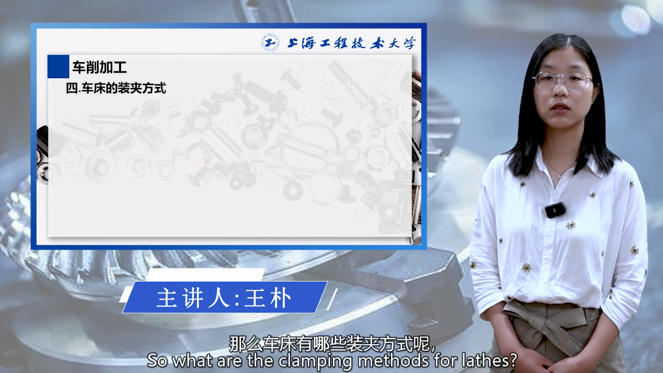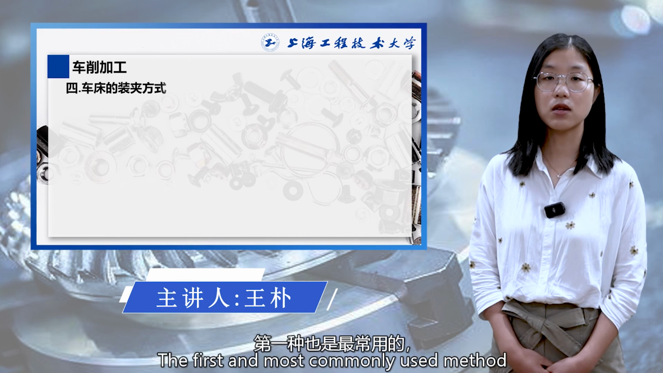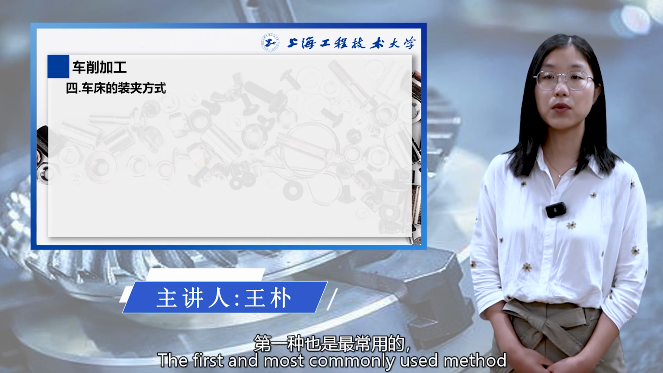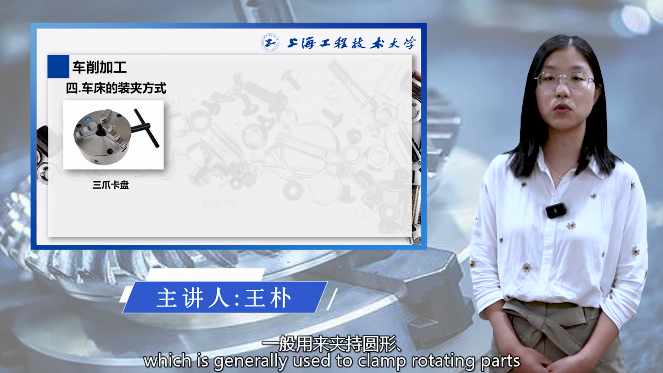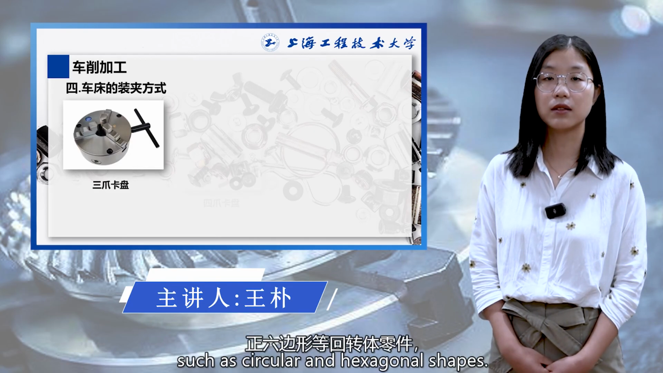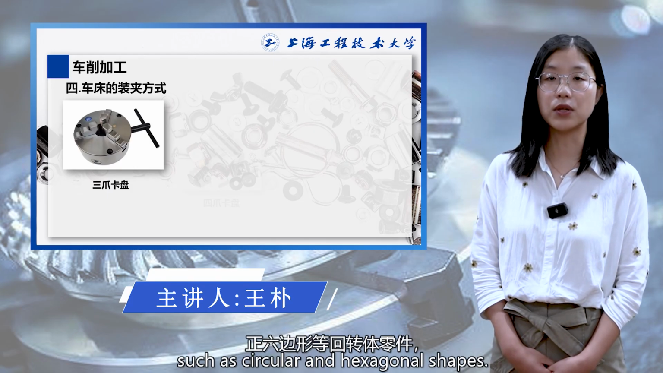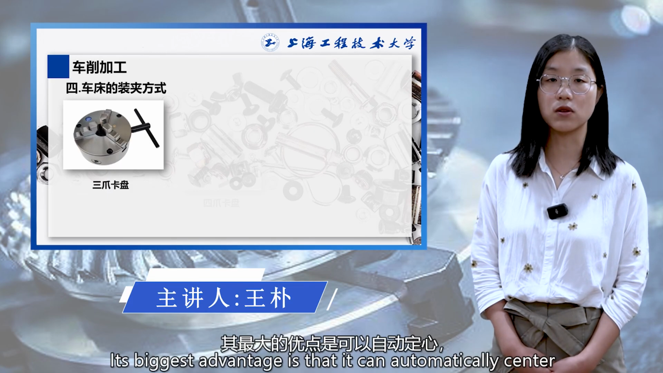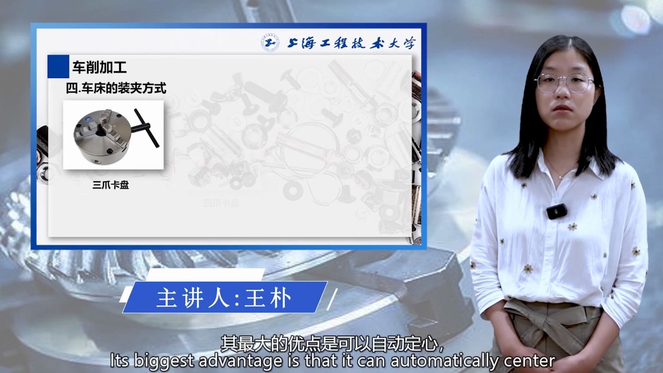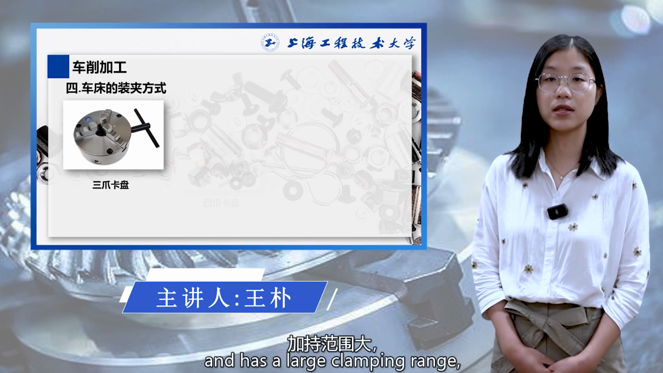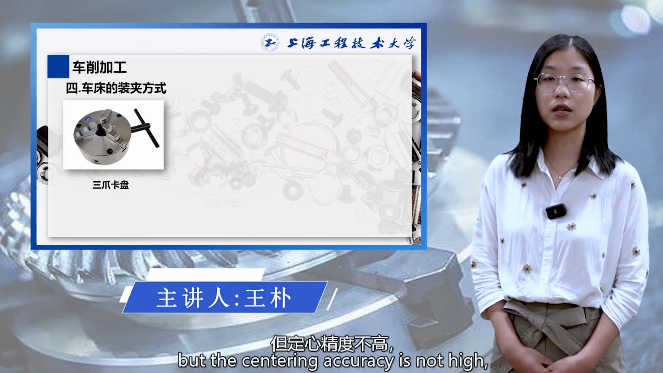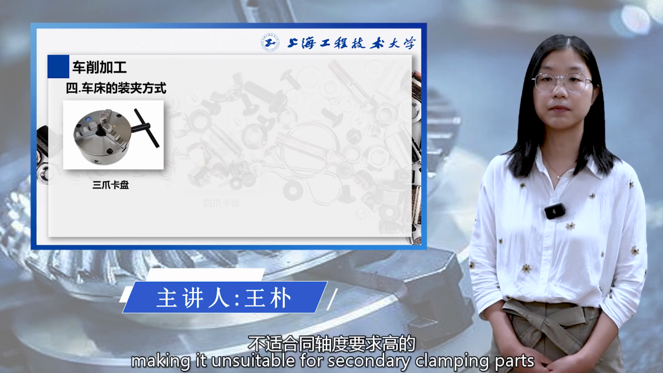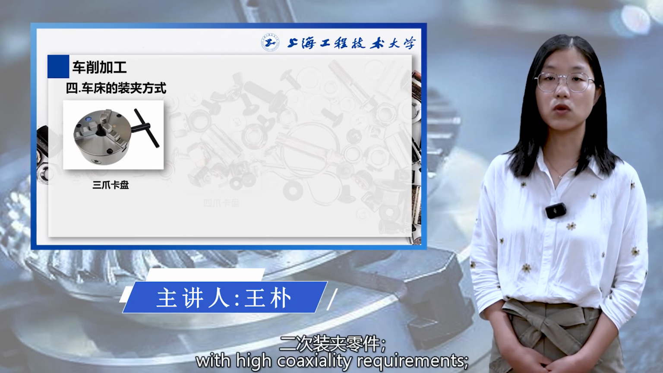So what are the clamping methods for lathes? The first and most commonly used method is the 3-jaw chuck clamping, which is generally used to clamp rotating parts such as circular and hexagonal shapes. Its biggest advantage is that it can automatically center and has a large clamping range, but the centering accuracy is not high, making it unsuitable for secondary clamping parts with high coaxiality requirements.